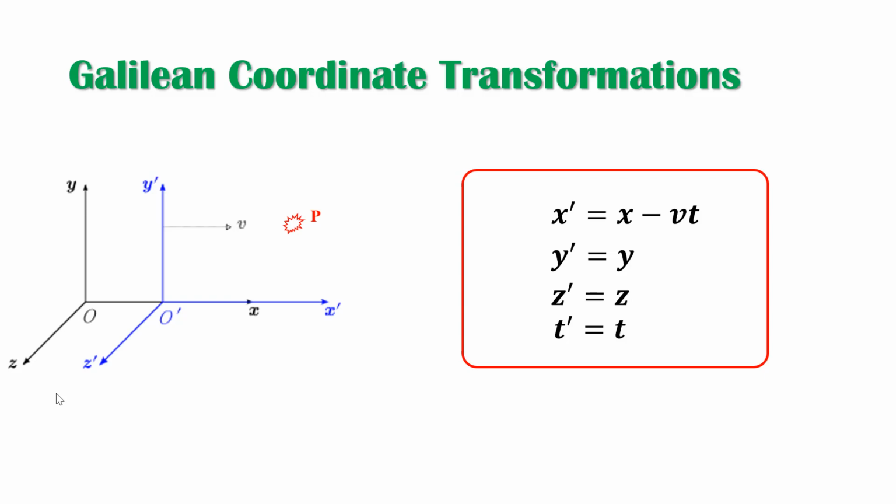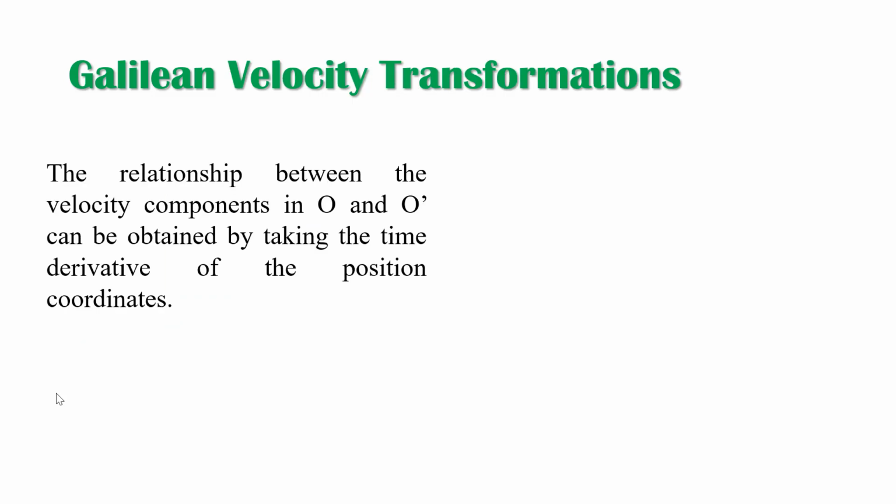In addition to the coordinates of an event, the velocity of a particle is of interest. Observers O and O prime will describe the particle's velocity by assigning three components to it, with u sub x, u sub y, and u sub z being the velocity components as measured by O, and u sub x prime, u sub y prime, and u sub z prime being the velocity components as measured by O prime. Now the relationship between ux, uy, uz and ux prime, uy prime, and uz prime can be obtained from the time derivative of the Galilean coordinate transformations.